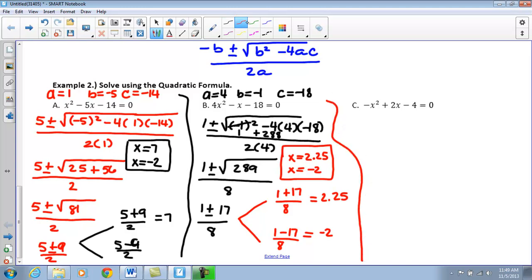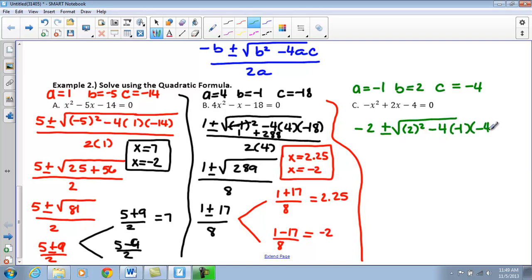Now if I look at letter C, my A is equal to negative 1, my B is equal to 2, and my C is equal to negative 4. So I'm going to do the same thing again. Now if I look here, my B is positive, so to take the opposite, I'm going to start with a negative 2 plus or minus the square root of 2 squared minus 4 times negative 1 times negative 4, all divided by 2 times negative 1.